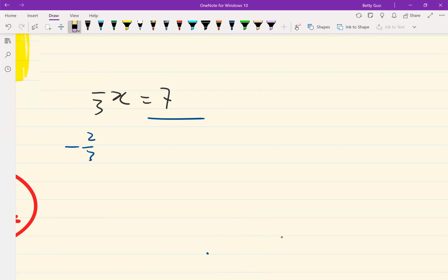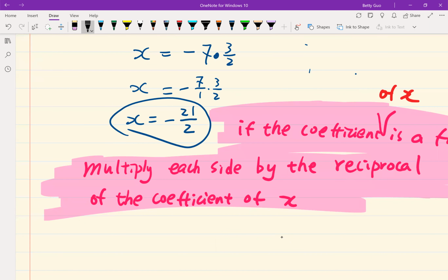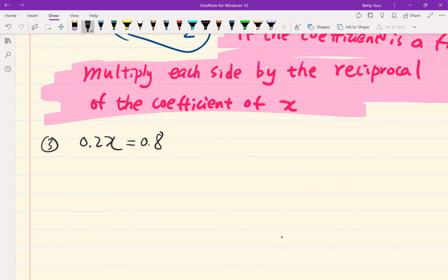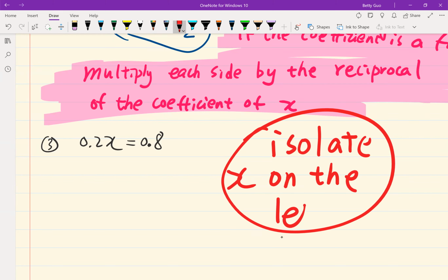All right, last one, number 3. 0.2x equals 0.8. We are solving this linear equation in one variable. If I draw a bubble, what do you think I'm going to write in the bubble? What did I do earlier in the bubble? Isolate x on the left, okay? Always like that, no matter how complicated it is.